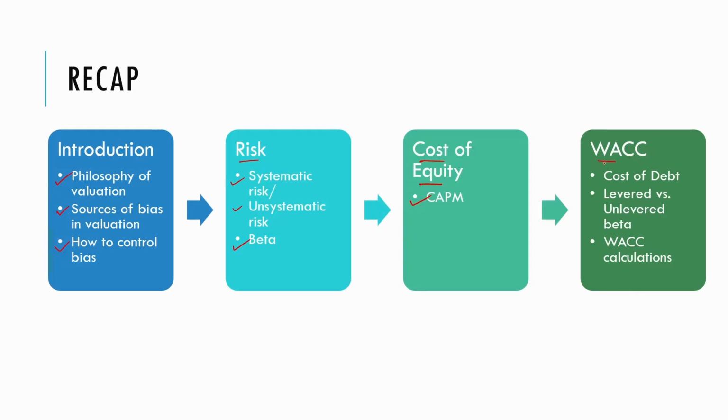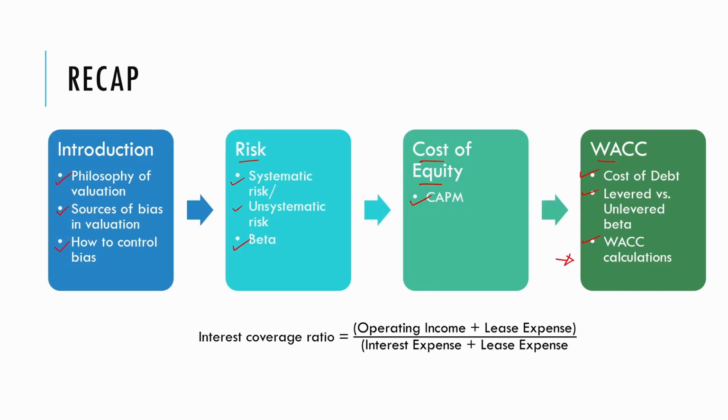And finally, in the fourth video, we discussed the theory of weighted average cost of capital, where we covered cost of debt, levered versus unlevered beta, and then weighted average cost of capital calculations. In that video, we also introduced the interest coverage ratio, which is required in order to determine the cost of debt. But in order to find the interest coverage ratio, we need to know the operating income. So earlier we have not introduced any concept regarding operating income.